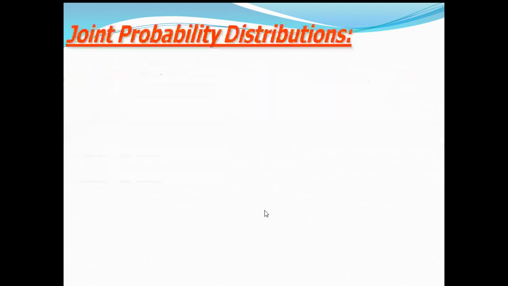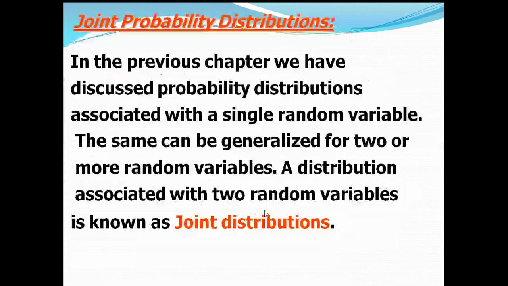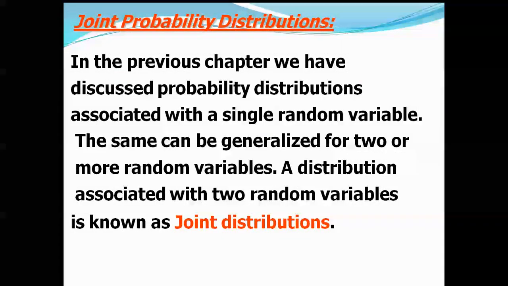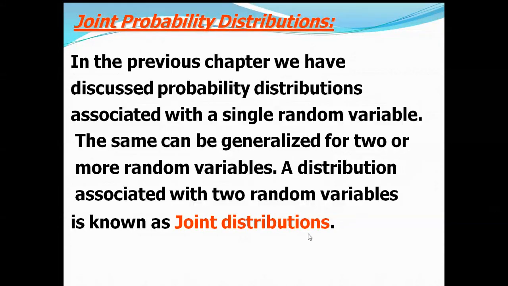In the previous chapter, we have discussed probability distribution which is associated with a single random variable, whereas joint probability distribution is connected with two random variables. That is, a distribution associated with two random variables is known as a joint distribution. Now we'll define what a joint distribution is.